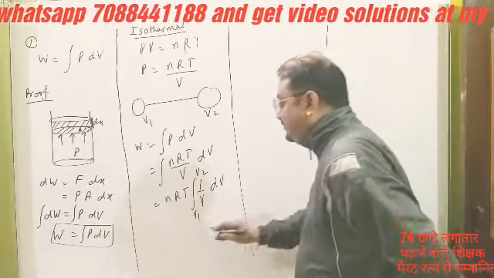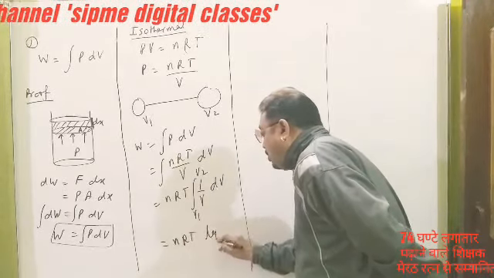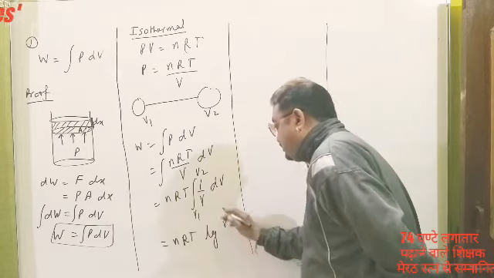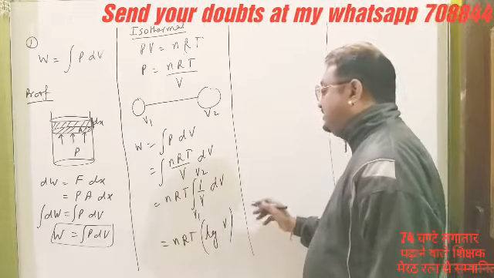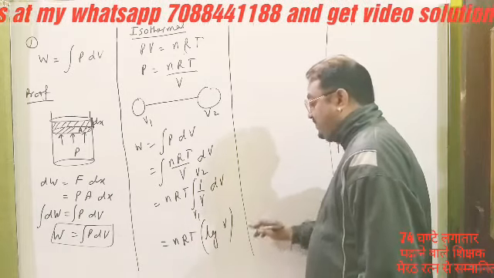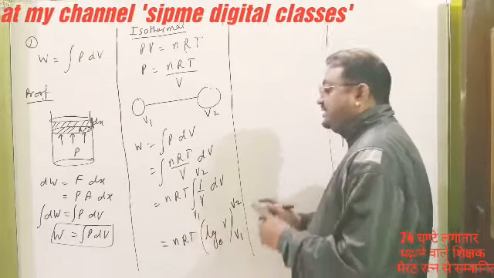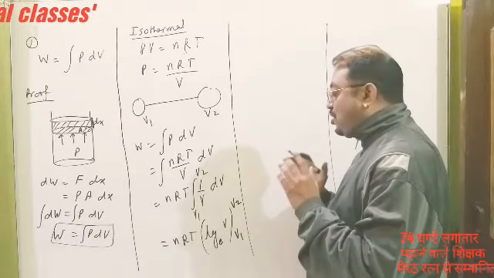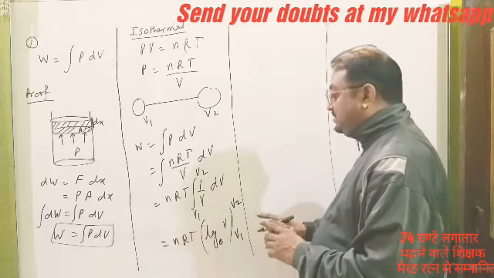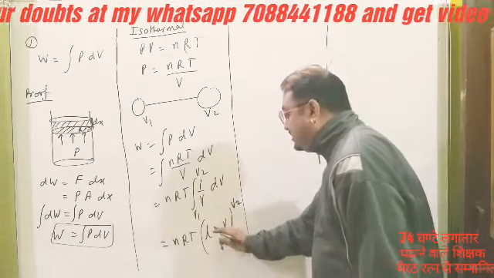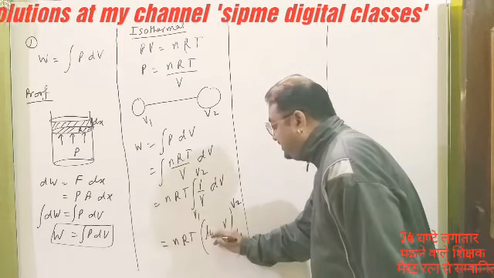Integral 1 upon V dV. Now, what do we get? nRT log V from V1 to V2. Integral 1 upon x dx is log x. So, integral 1 upon V dV is log V, limit V1 to V2. But remember, integral 1 upon x dx is log x base e. Here the base is e. Sometimes it is written as ln, but I will write log base e.